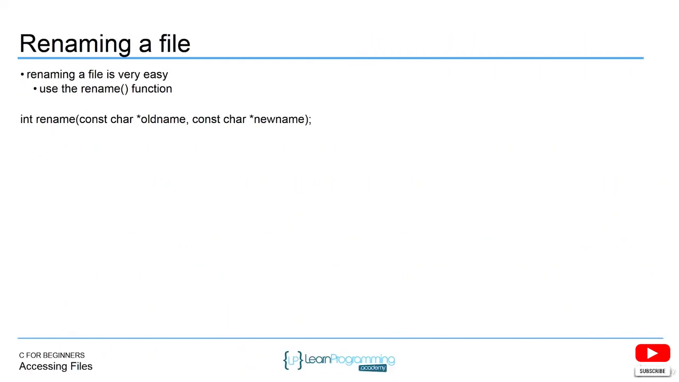Renaming a file. We know now how to open a file. Opening a file is the first operation. You specify the mode and the name of the file. That gives you back the file pointer, which you can now use to do other things with.